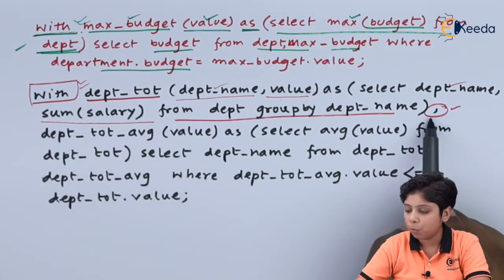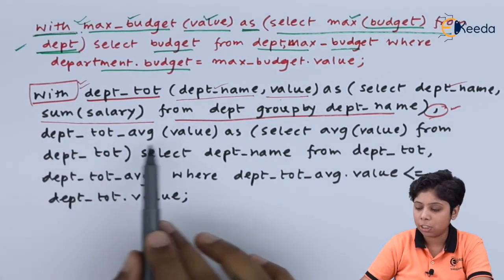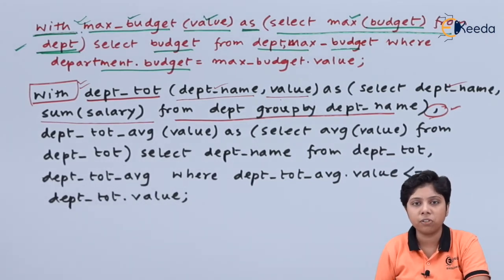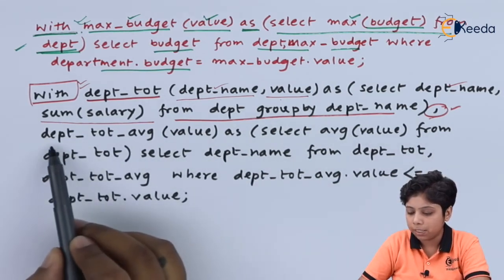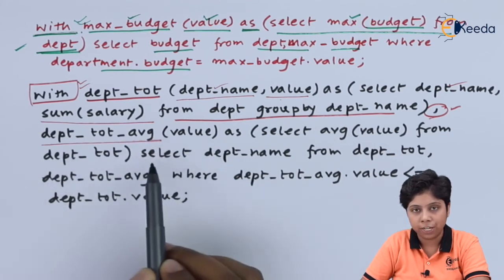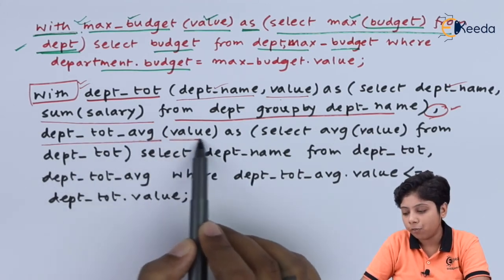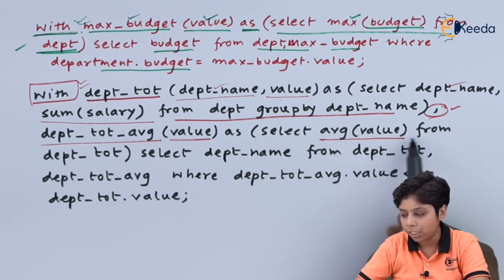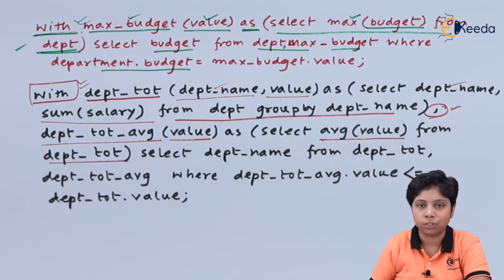Now when I am putting this comma and again mentioning another relation name, that is also a temporary relation being referenced for the outer query solving. Now what is the table? That is the department total average, which has an attribute value that is considered as the average value from the department total. See the interesting part here.